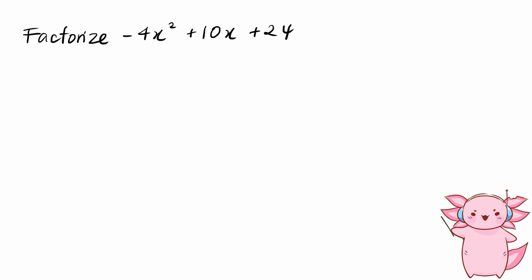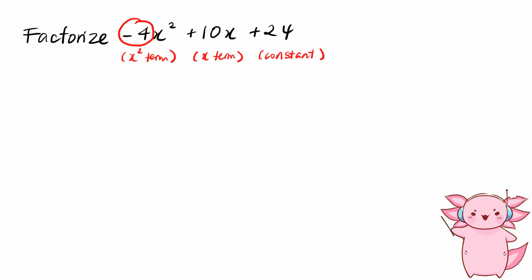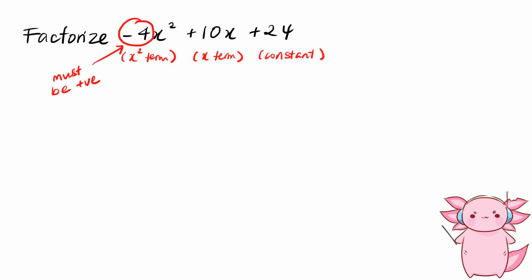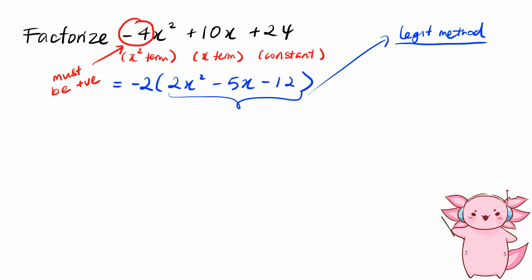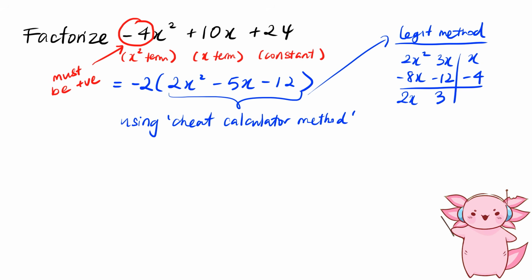A quadratic is basically when there is an x squared, x, and a constant term. The most important thing you need to do is check that the coefficient of the x squared term needs to be positive. And since all of these terms can be divided by 2, let's factorize out a negative 2 from everything. Okay, the legit method to do this is kind of like this box method that all the schools teach. But since I'm like the laziest axolotl around, let me teach you my cheat calculator method.